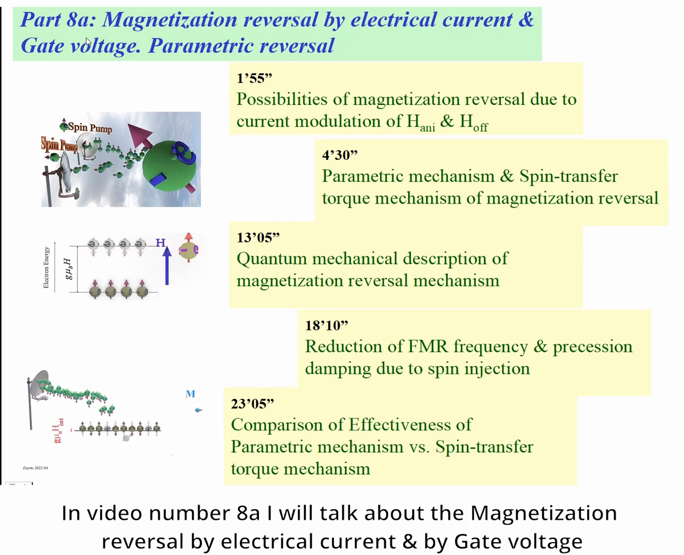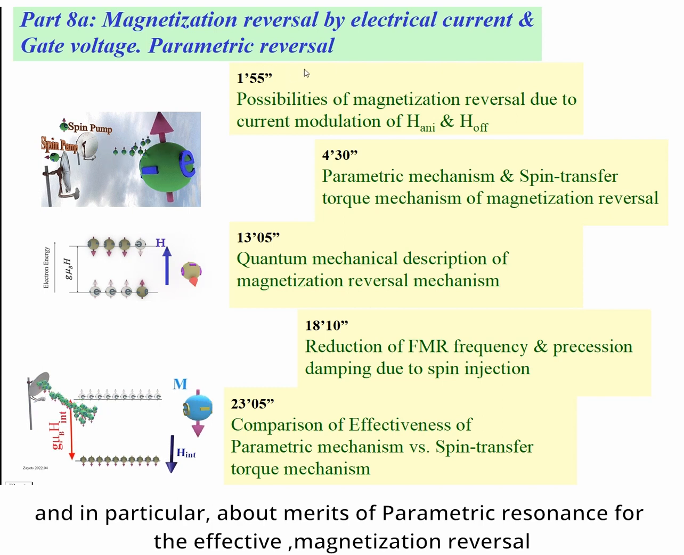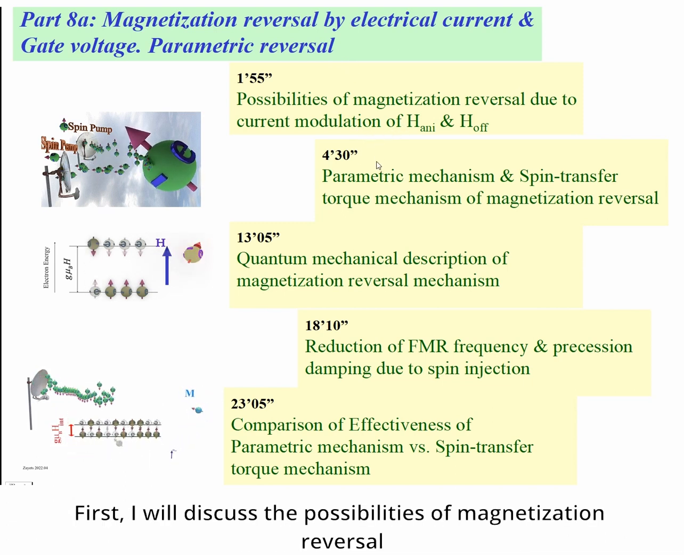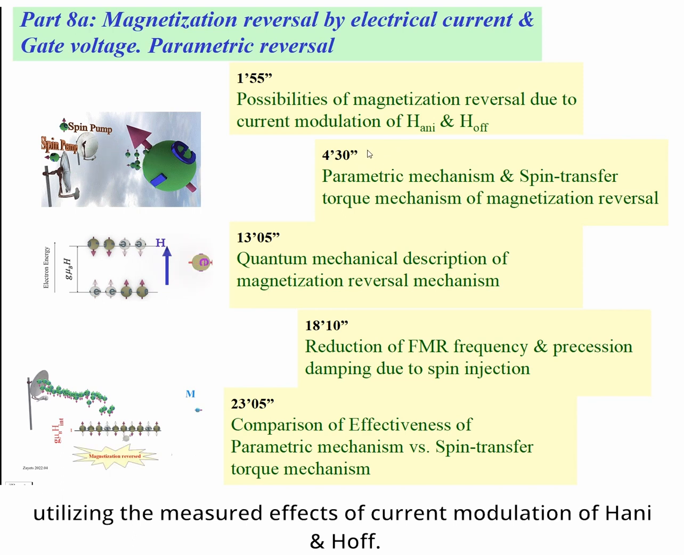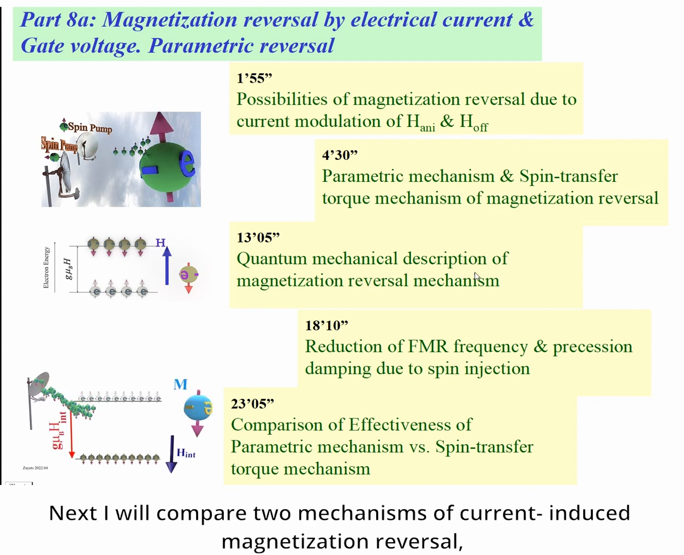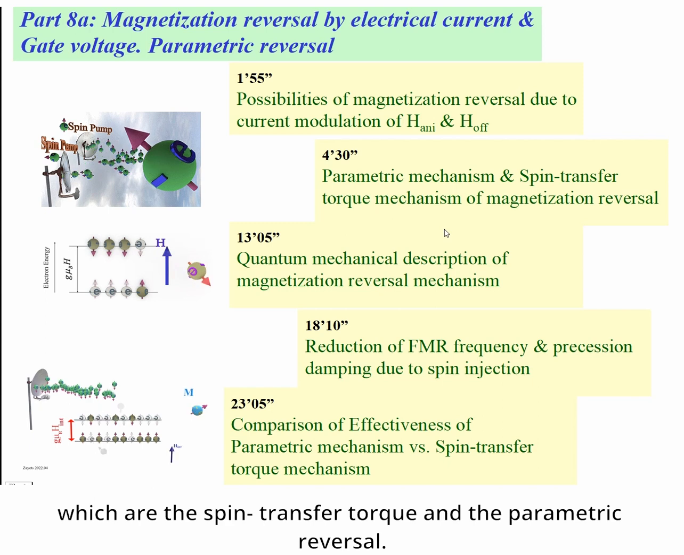In video number 8a, I will talk about magnetization reversal by electrical current or by gate voltage, in particular about the merits of parametric resonance for effective magnetization reversal. First, I will discuss the possibilities of magnetization reversal utilizing the measured effect of current modulation of anisotropy field and offset field. Next, I will compare two mechanisms of current-induced magnetization reversal, which are the spin transfer torque and parametric reversal.